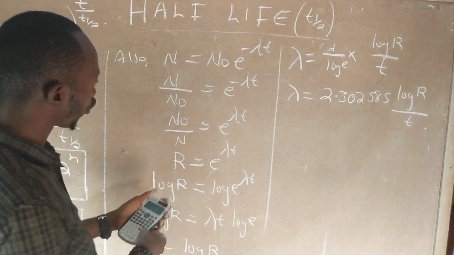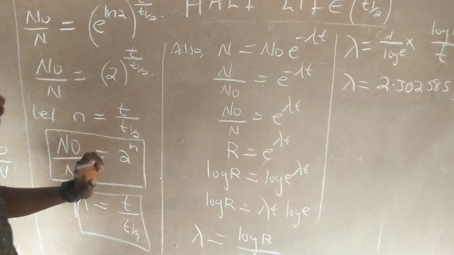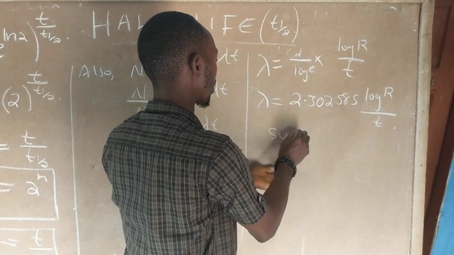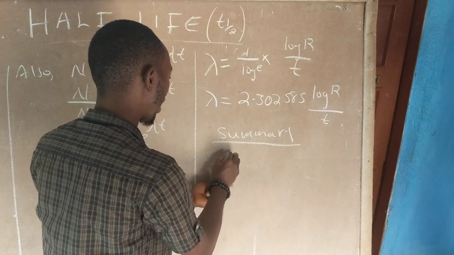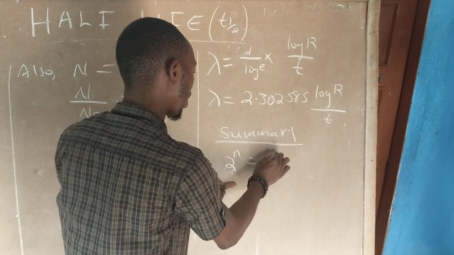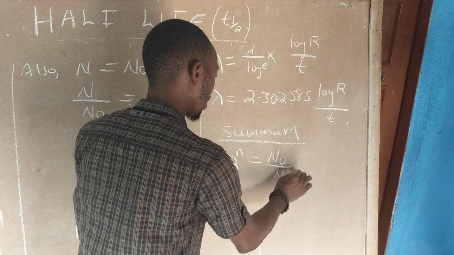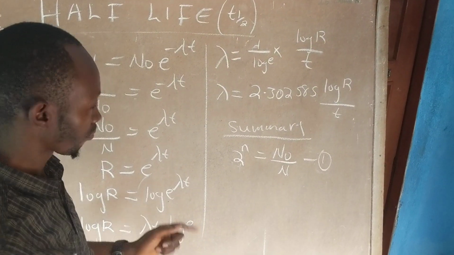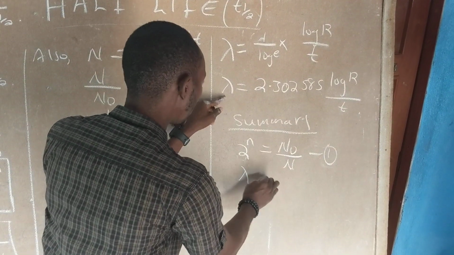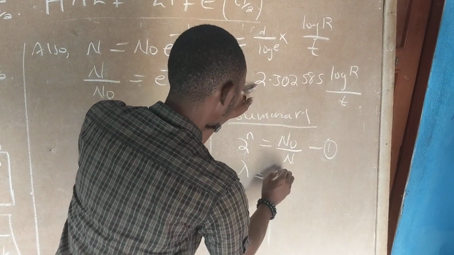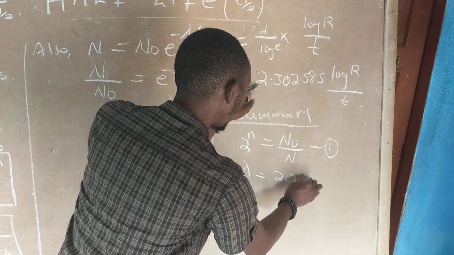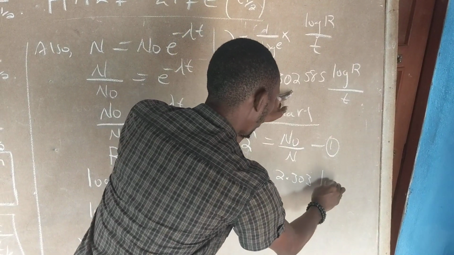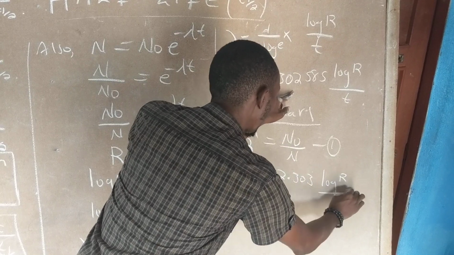So I think these are all the formulas I want you to capture. Let me just summarize them. To solve any half-life question, you have to take note of 2 raised to the power n equals N0 all over N. This is the first formula. And the second formula, we can take it to 2 decimal places or 3 decimal places: lambda equals 2.303 log R all over t.